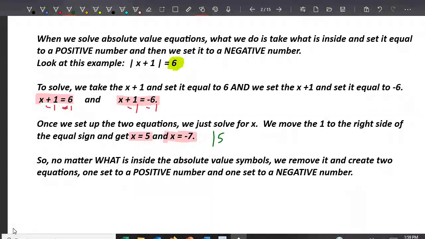If we put the 5 where the x is, it's going to give me this, which is going to give me this. If I put the -7 where the x is, I'm going to get the absolute value of -6, which gives me 6. So they both work, okay? So we're going to be setting up two equations equal to a positive number and a negative number. So we just worked a whole bunch of problems here.